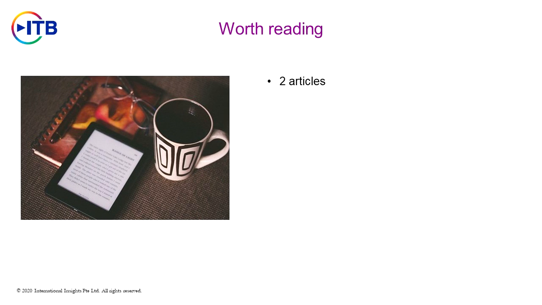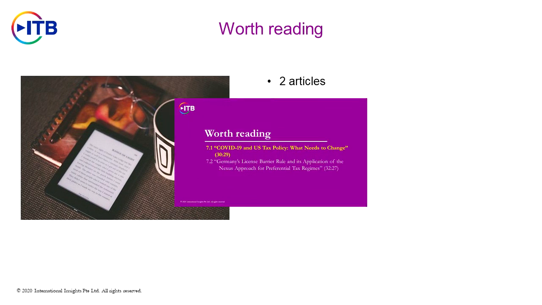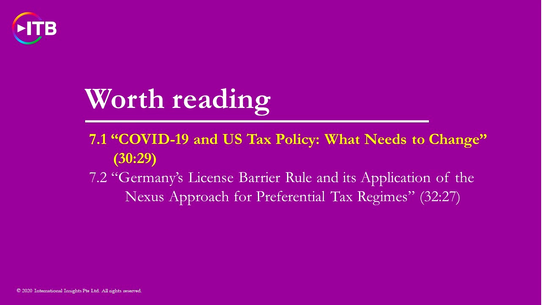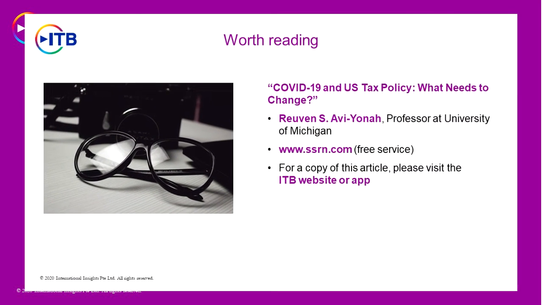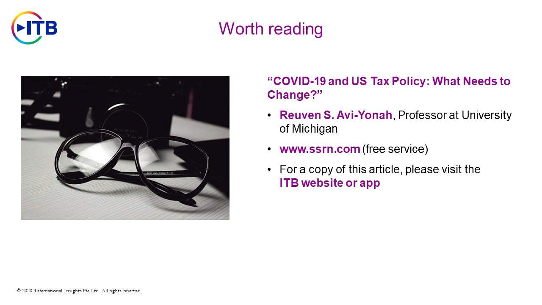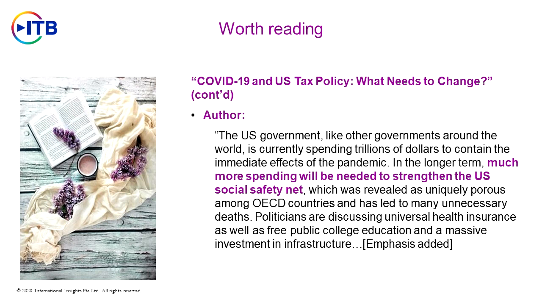I have two articles for you this week. The first article is called COVID-19 and US Tax Policy, What Needs to Change? It's written by Reuven Avi-Yonah and it's available on the SSRN website. For a copy of this article, please go to our website or app. As usual, this author provides an interesting perspective.